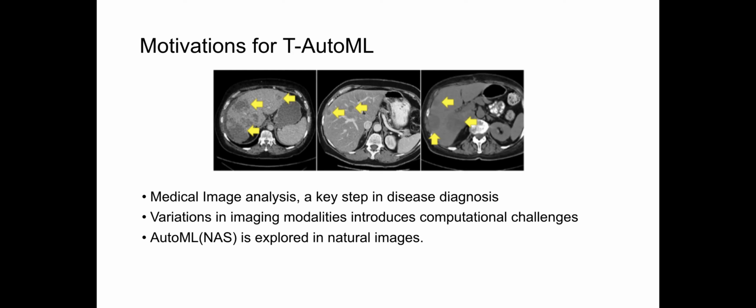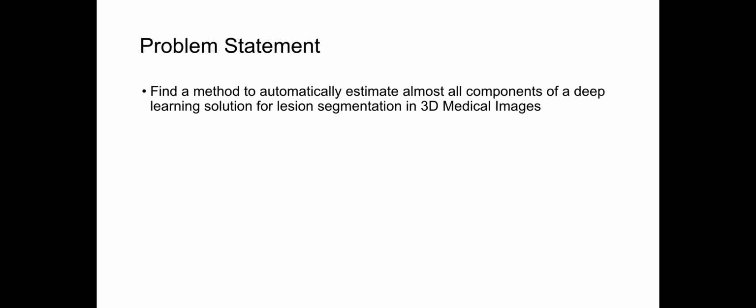You have also seen that automated learning with neural architecture search has been explored in natural images, but it hasn't been explored in the medical imaging domain. And also, as you know, modern transformers are able to solve problems better in everything. These are the motivations. So if you formally define the problem statement, you have to find a method to automatically estimate the components of a deep learning solution to perform lesion segmentation.